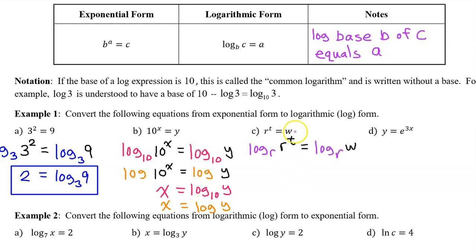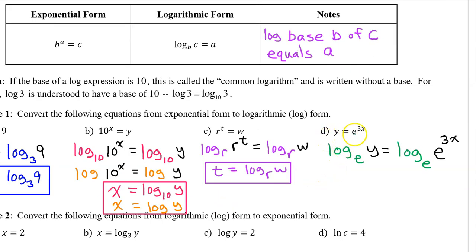We can rewrite part C in log form by taking the log base r of both sides. The log base r and the base r will cancel each other out, leaving t on the left side. On the right side, we just have the log base r of w.